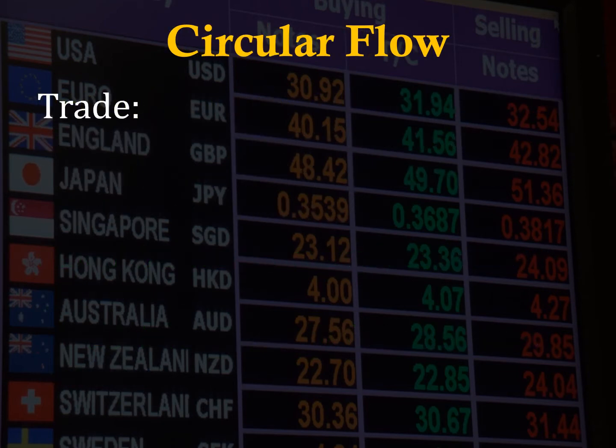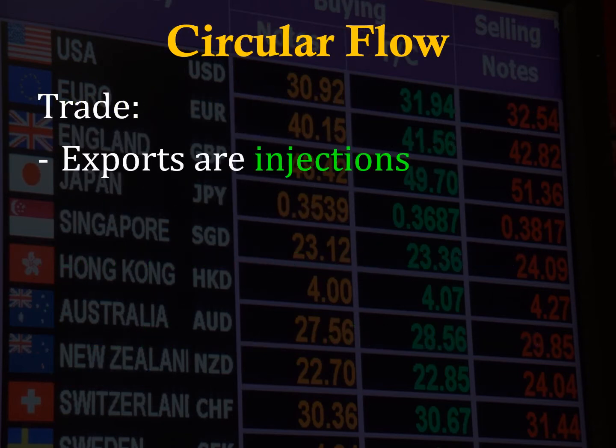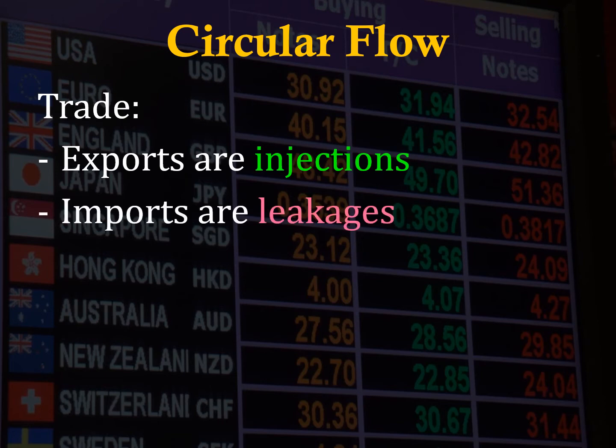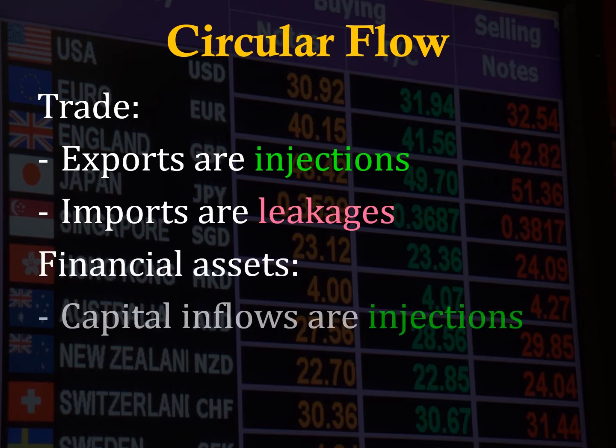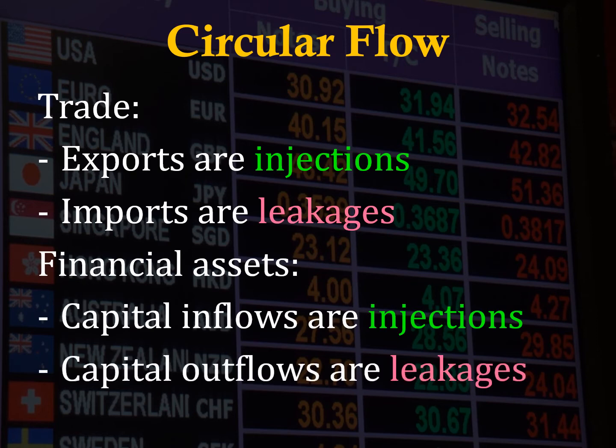Now, if you recall the circular flow of economic activity, we have trade. With trade, exports are injections. When America sells stuff abroad, that money comes into the economy, that's an injection. Imports are leakages. That's when Americans buy things abroad, the money leaves the US economy and goes into a foreign economy, that's a leakage in the circular flow. With financial assets, capital inflows are injections. When foreigners buy assets in America, that's more money into the American economy, that's an injection. Capital outflows, for example, if an American buys an asset in Switzerland, that money is leaving America, going into Switzerland, that's a leakage from the circular flow.